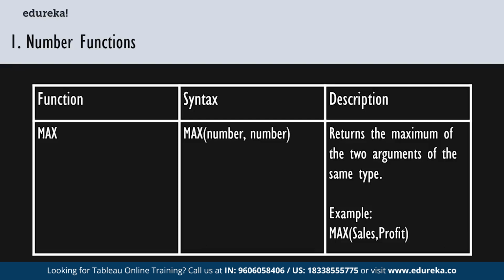Next, we have max, which, as the name suggests, returns the maximum of the two arguments which are passed. Now, the arguments must be of the same type, and this function returns null if either of the arguments is null. So max can also be applied to a single field if it is used as an aggregate calculation, which I'm going to cover in a later segment of this particular session.